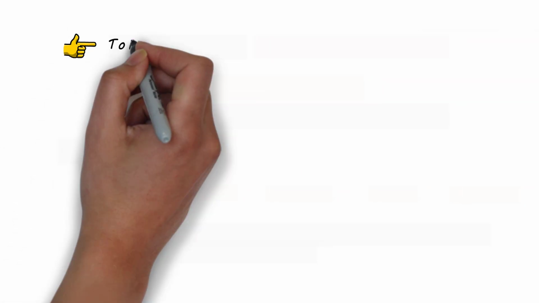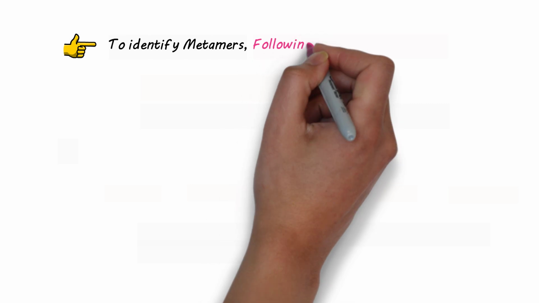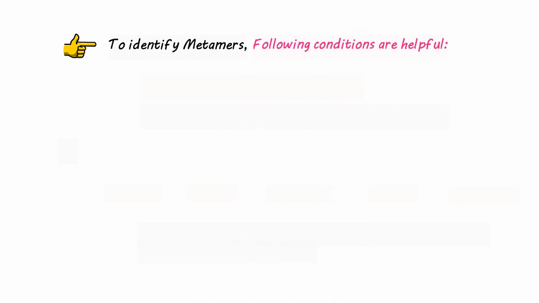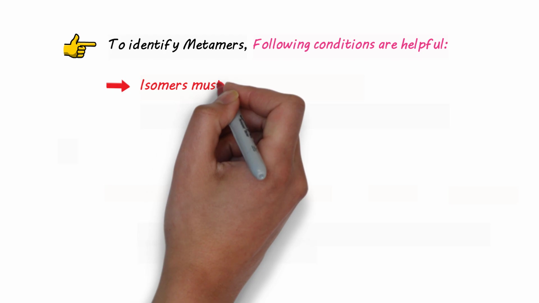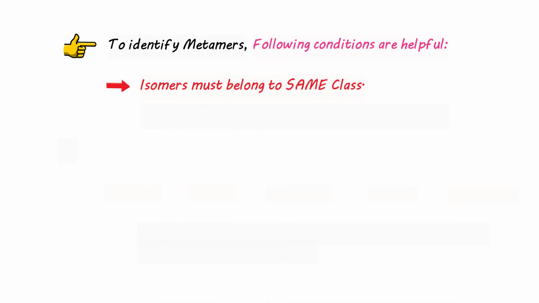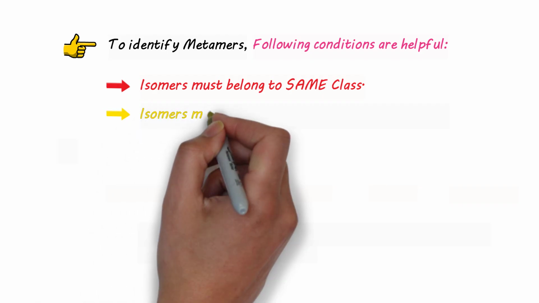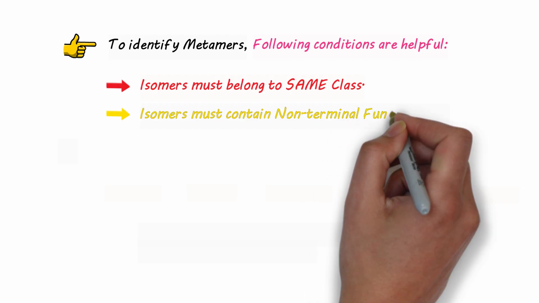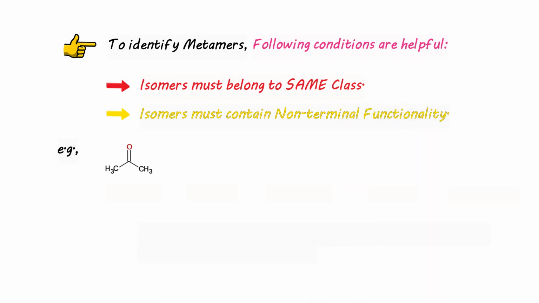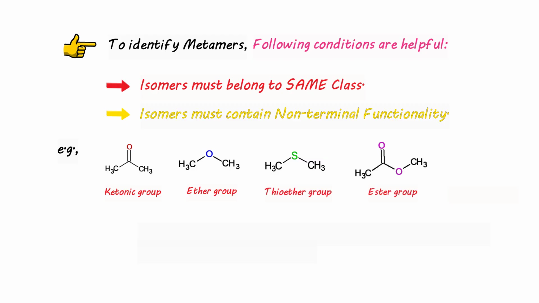Now, to identify metamers, the following conditions are helpful. Number one: isomers must belong to the same class, that is, they must possess the same functionality. The second condition is that isomers must contain a non-terminal functionality, which includes a ketonic group, an ether group, a thioether group, an ester group, as well as a secondary amine. All these functionalities are non-terminal, so they can be candidates for forming metamers.